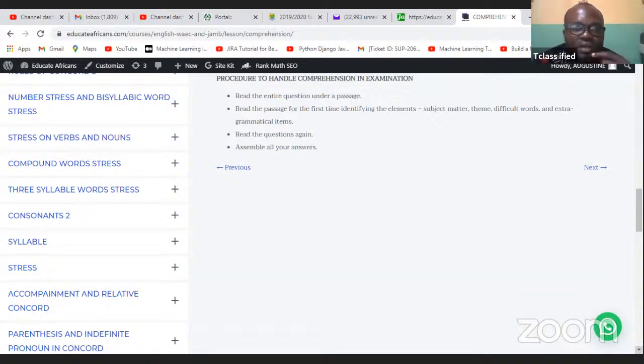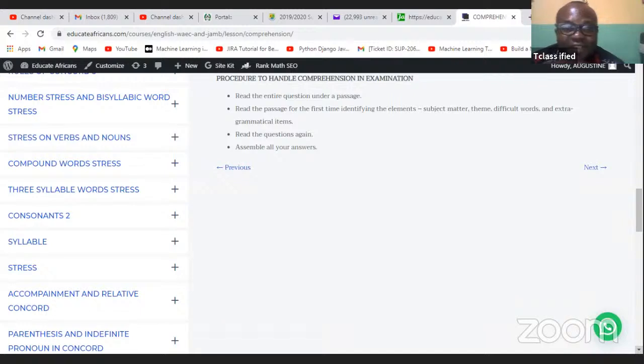I would want you to first of all scan through. So use those two methods. I would do the first point, which is read the entire question under the passage. After reading through the entire question under the passage, now read the passage for the first time, identifying the elements. So what are those elements? Identify the subject matter, the theme, difficult words, and extra grammatical items.